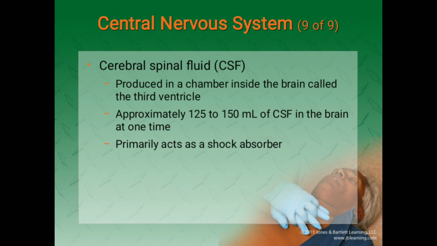Cerebrospinal fluid is produced in a chamber inside the brain, also called the third ventricle. Approximately 125 to 150 ml is present in the brain at one time. It primarily acts as a shock absorber. Means to say, as I have told you earlier, that CSF helps you to bear the bump when you hit either a vehicle or a road.